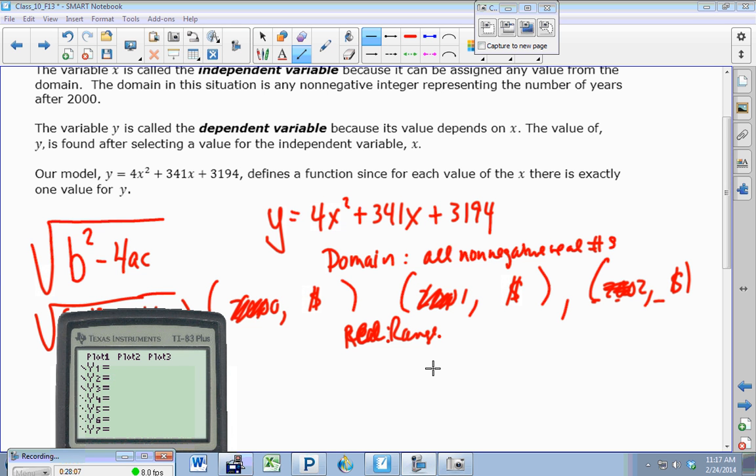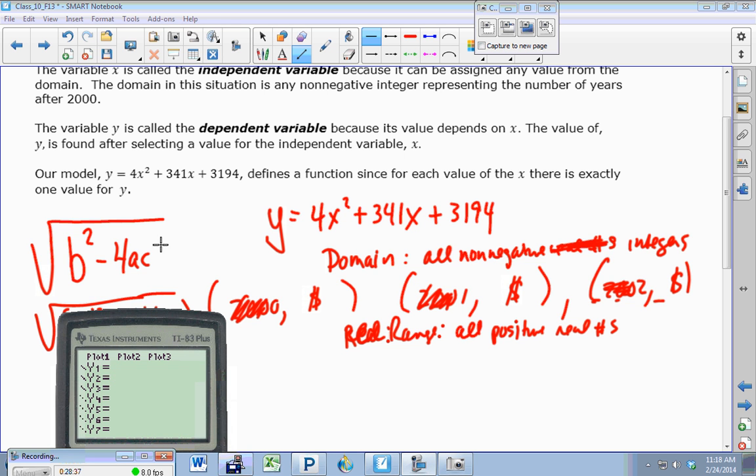Now the question is, at what point does this parabola reach a maximum and then maybe start coming back down? So to be safe, we're just going to say the range is all positive real numbers. Well, up here we said integers. But these could maybe have cents on it, right? Dimes and pennies. So we don't know if they're integers or not.